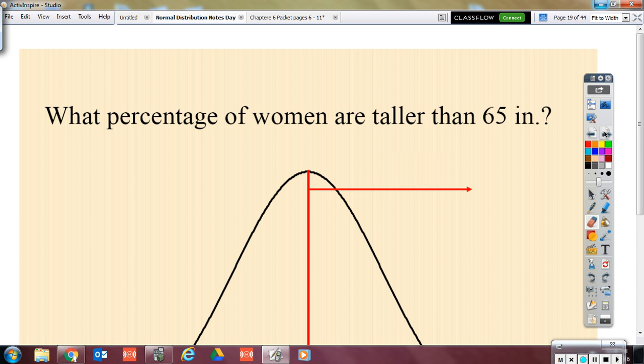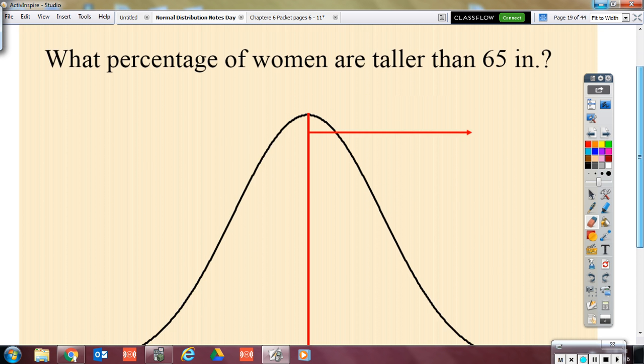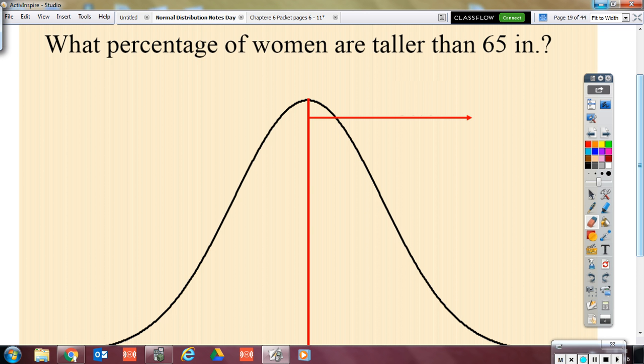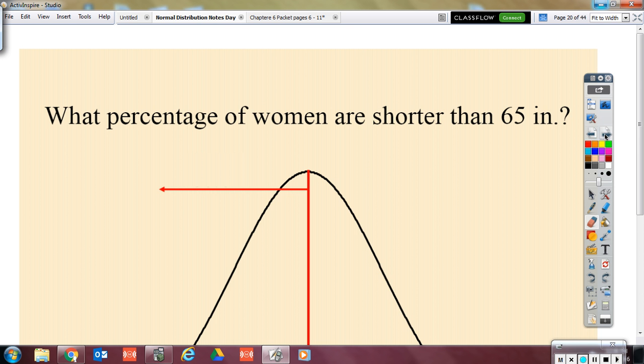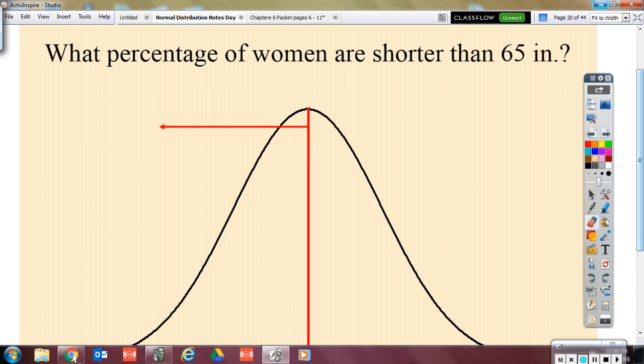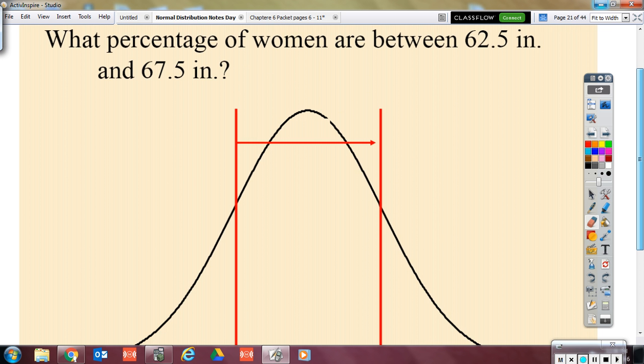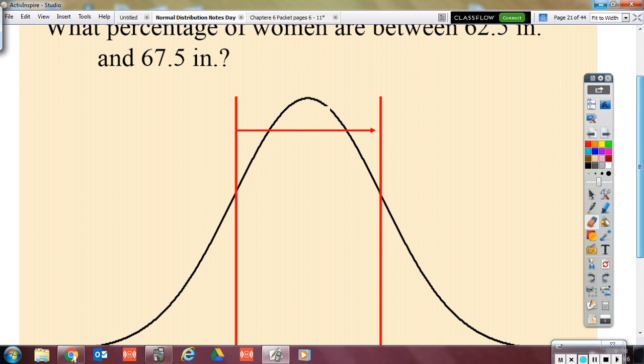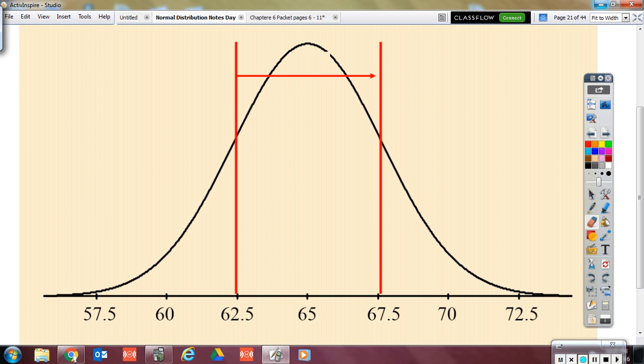Now we're going to ask questions about that. So what percent of women are taller than 65 inches? And these are quick answers, so I'm not even going to write them down. What percent of women are taller than 65 inches? Good, 50. Next question. What percentage of women are shorter than 65 inches? Good. Next, what percentage of women are between 62.5 and 67.5?